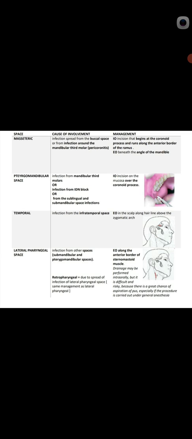Now the management of both lateral pharyngeal and retropharyngeal space infection is extraoral, along the anterior border of the sternocleidomastoid muscle. Drainage may be performed intraorally, but it is difficult and risky because there is a great chance of aspiration of pus, especially if the procedure is carried out under general anesthesia.